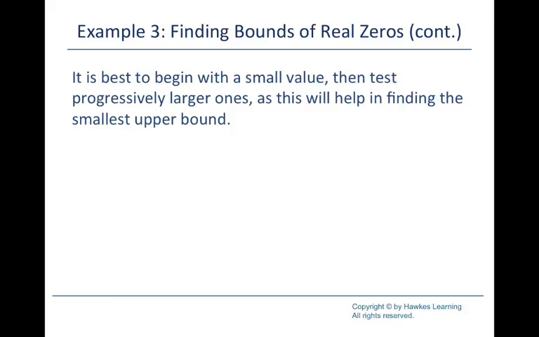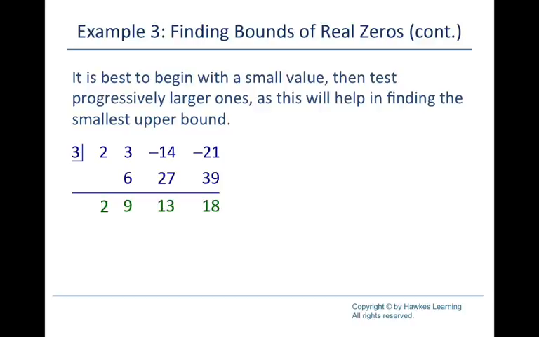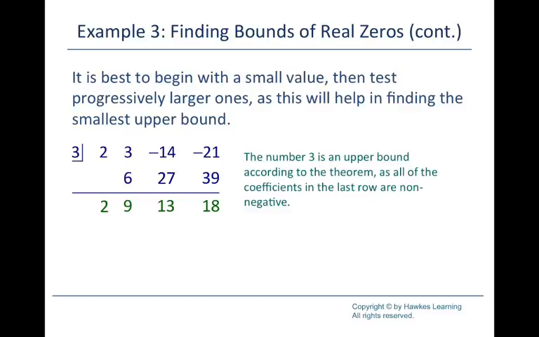So we can begin with a small value and progress to larger ones, and that'll find the smallest upper bound. So we're going to try 3. 3 times 2 is 6, then 9. 9 times 3 is 27, 13. 13 times 3 is 39. All these are positive. So 3 is an upper bound.